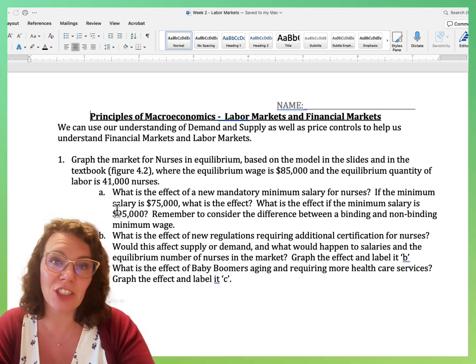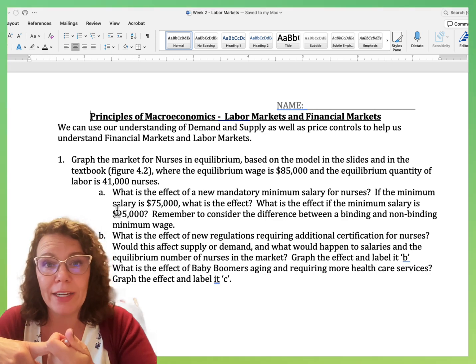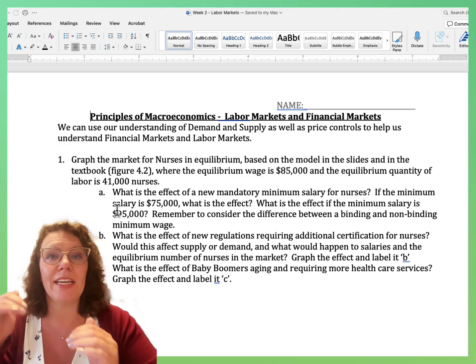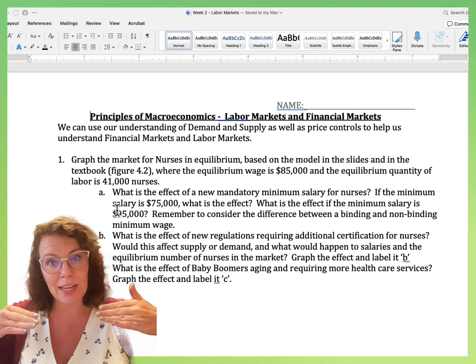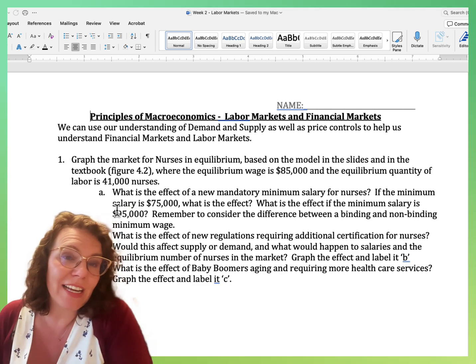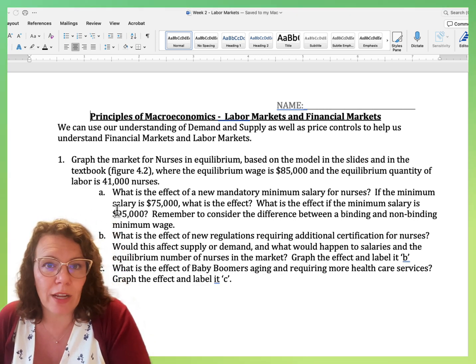Which direction does it shift? And what's the new equilibrium labor and wage or salary? For these new equilibria, we're just trying to get a sense of whether these numbers are going up or down. We don't need precise numbers because I'm not giving you precise data. We're just talking about the sense of the shift.